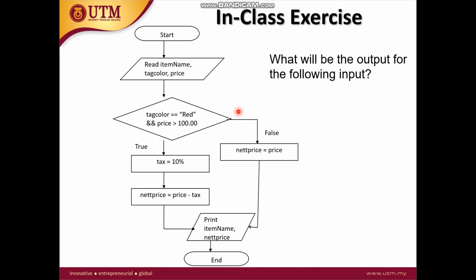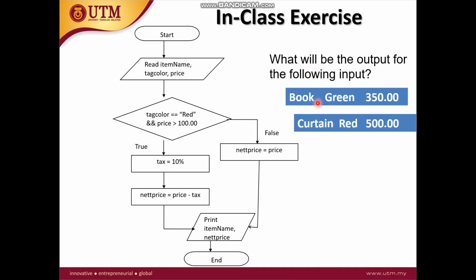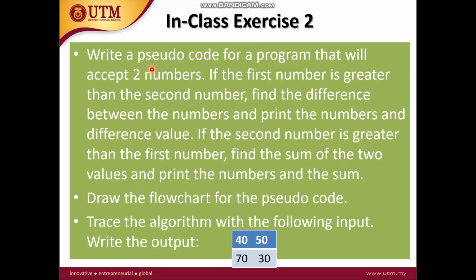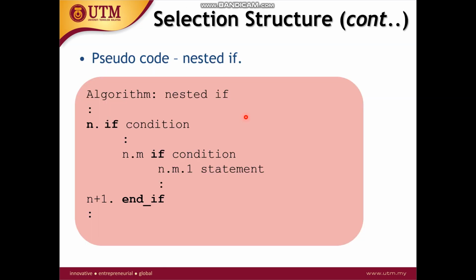And this is an in-class exercise. You need to do it by yourself. What will be the output of the following flowchart with the following input? If the book is green, 350, curtain red, 500, so it's going to be the output. You need to do it by yourself. This is another one.